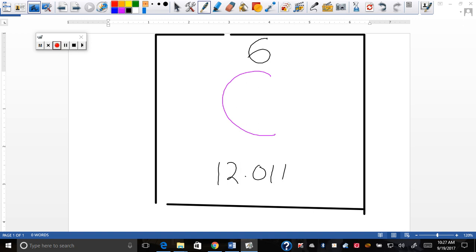Did you pick carbon for that reason? See, maybe I did.